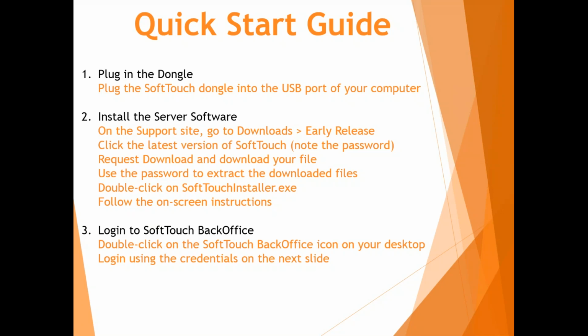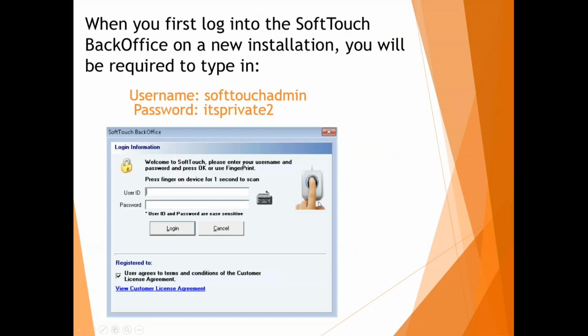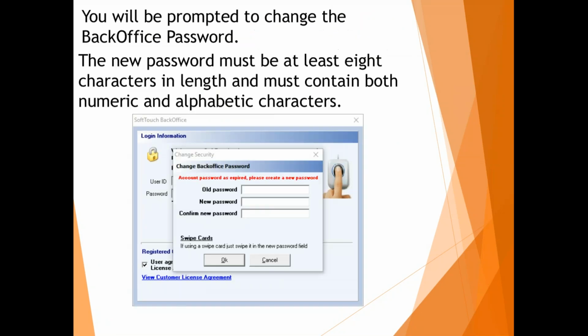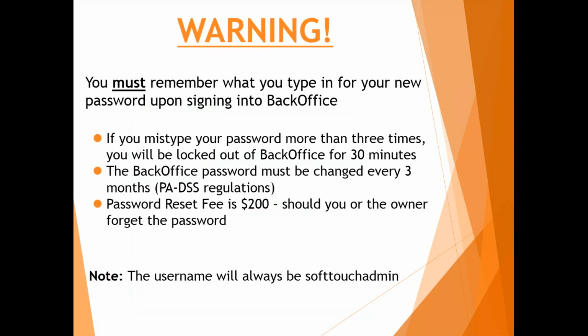So double click it, and then you'll use these credentials here. These credentials will be the same for every new install you do. Right, so the username is going to be SoftTouch admin, and your password initially is going to be it's private too. But then as soon as you go in, it is going to prompt you to change the back office password. It has to be at least 8 characters in length, and it has to have numbers and letters. There is a regulation that you need to change the password every 3 months. And that's because of our PADSS regulations, because you could have credit card information in there or other social security numbers, other secure information.